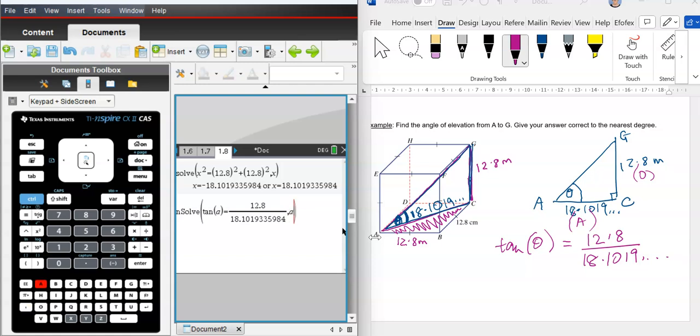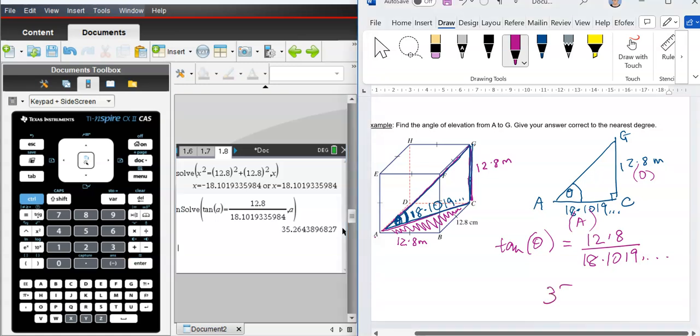So we're solving it for A, and the size of that angle, or the angle of elevation to the nearest degree, would be 35 degrees. So I'll leave it at that, and hopefully you'll be able to do some work on that yourself tomorrow.